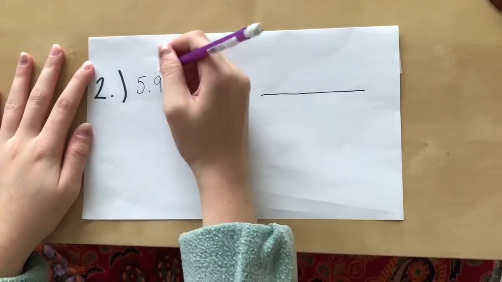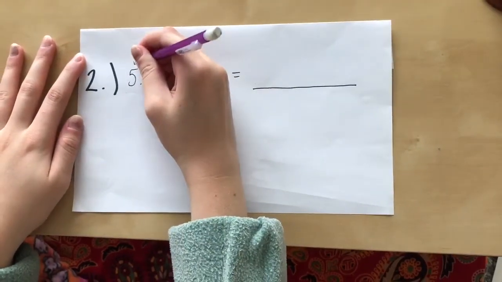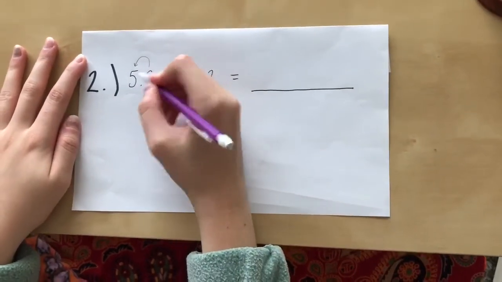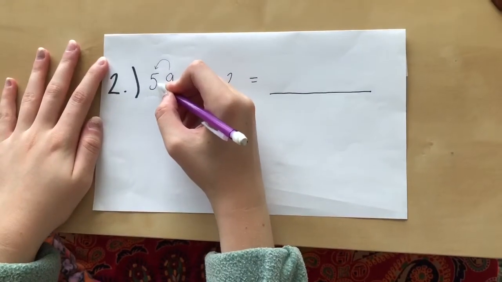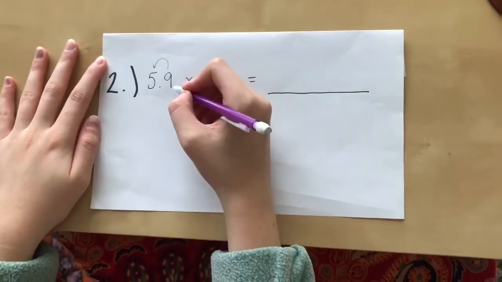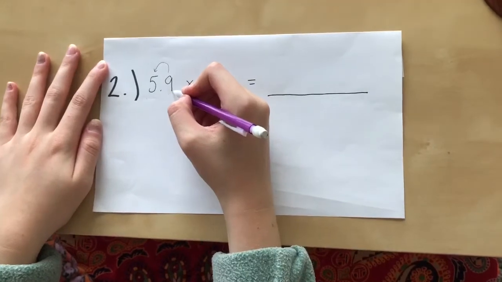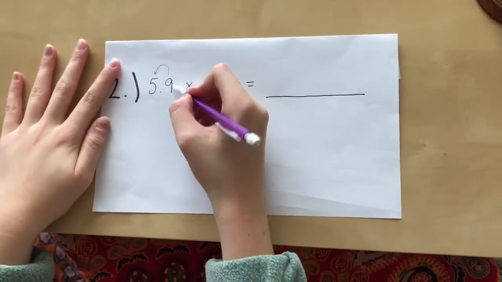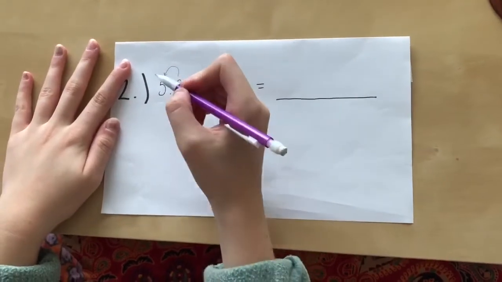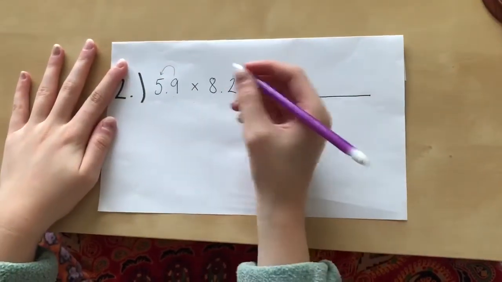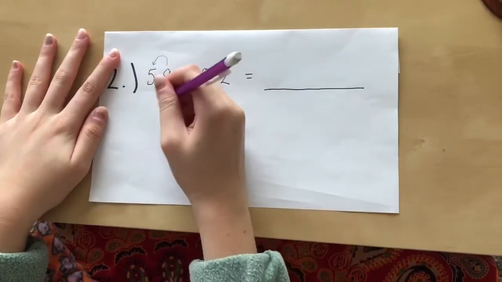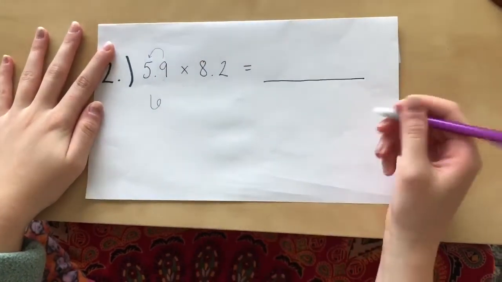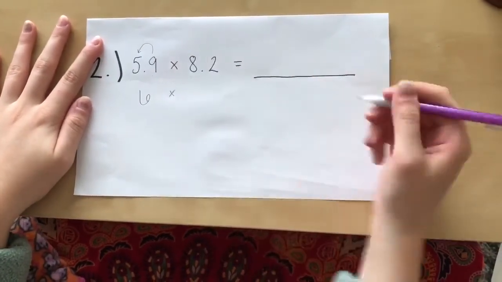So I'm going to draw an arrow to indicate that this 9 is going to change this number by rounding. So we know from what we talked about in our roller coaster picture and example that 9 raises any number up to a more number. So 5.9 would become 6. And then I'm going to bring my multiplication down.